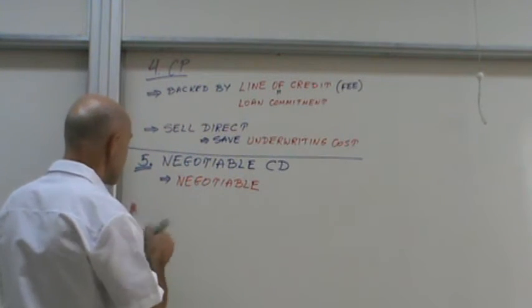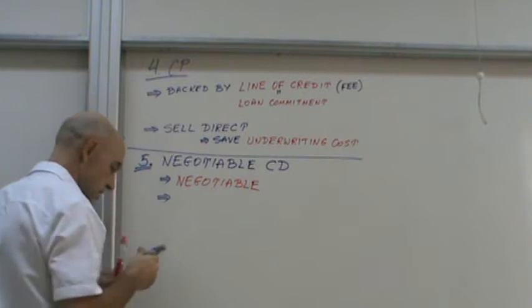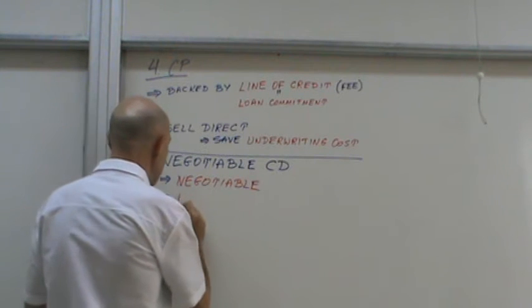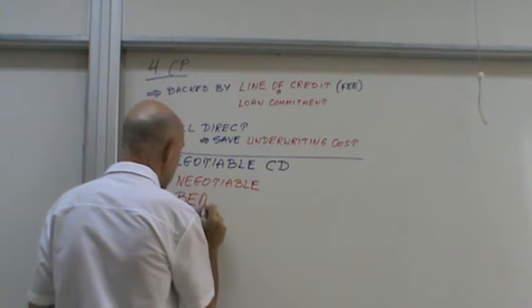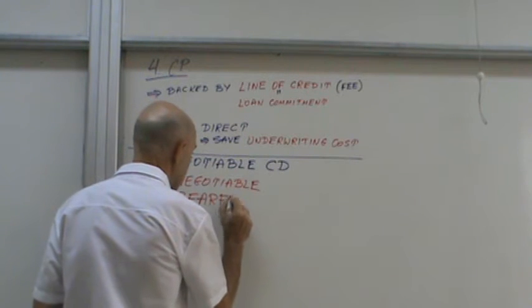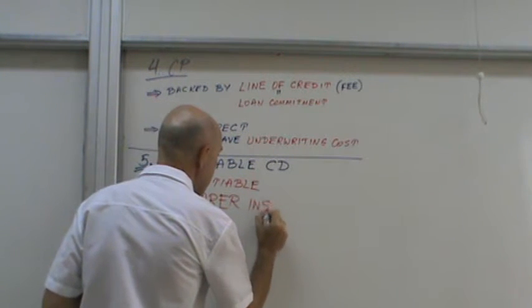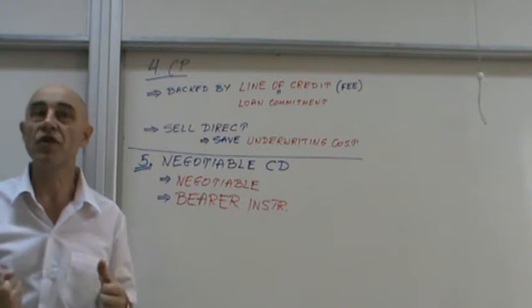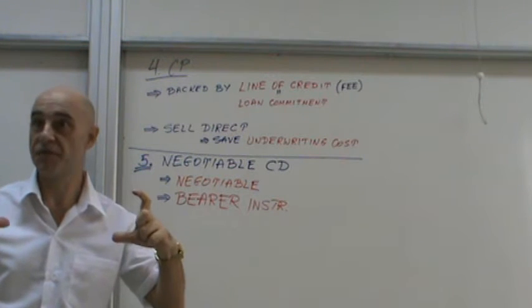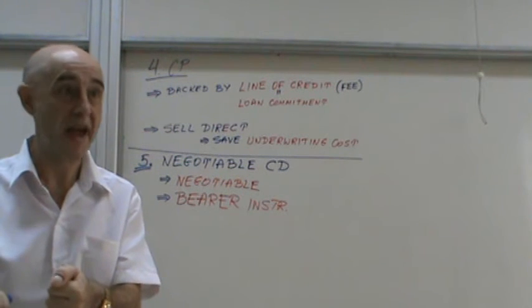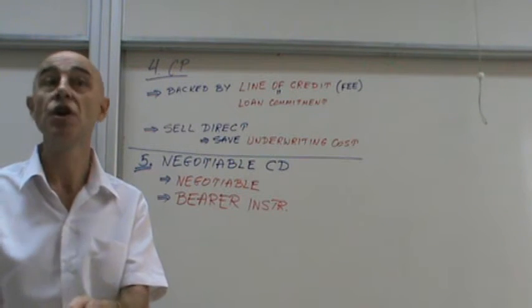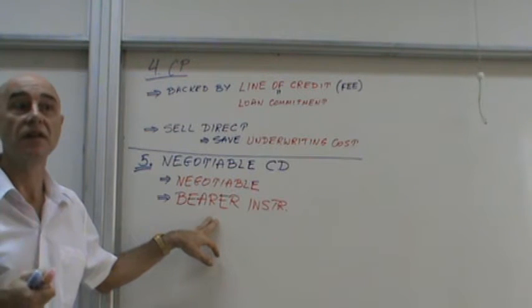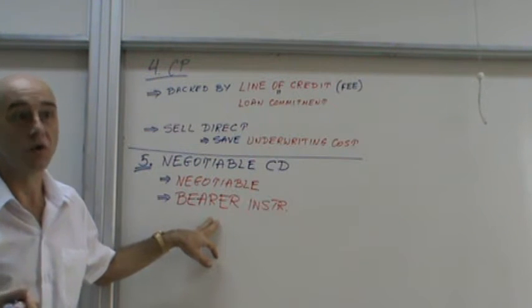Most of these instruments, I was explaining a little bit last time, are bearer instruments. Bearer instrument means that whoever has the physical piece of paper and brings it to the bank, meaning brings it to the issuer, will get the money. There is no name on the person. There's no name of ownership.